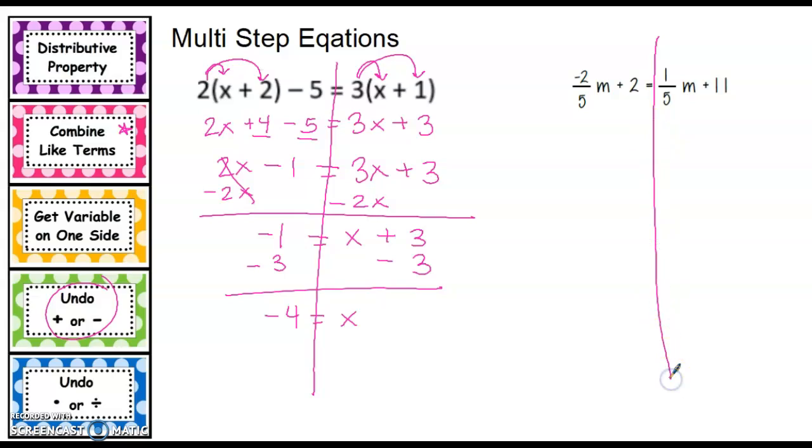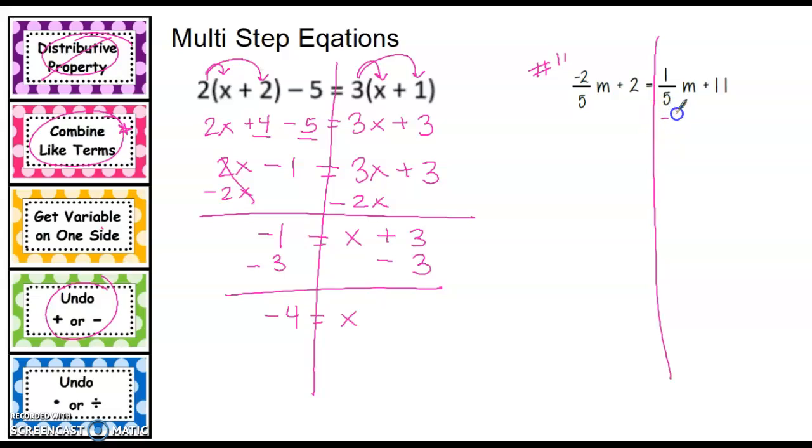Last example for us, multi-step equation with fractions. So now we don't have distributive property in this one, so we can ignore that, and we don't have anything to combine over here. This is actually example number 11 from our foldable, and then get variable on one side. However, we do have variables on both sides of the equal sign, so we are going to do that.